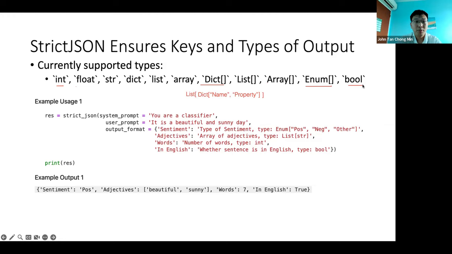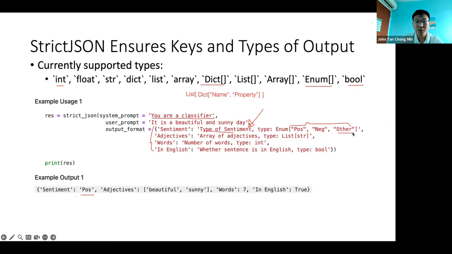So StrictJSON, in my opinion, is quite versatile. For example, if you look over here, you just need to put in, you are a classifier, and then this is your user input: it is a beautiful and sunny day. And then in your output format here, you can specify what you want to get out of it. So you can specify, I want to get a type of sentiment. It must be an enum of positive, negative, or other. Right? And you can see the answer, positive. It will just choose the best one.